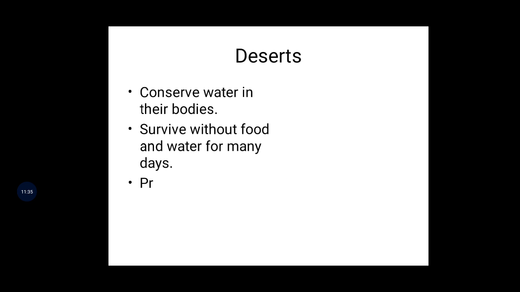So see here. And the next one is protecting, so they conserve water in their bodies. Even if water is not present, they conserve it. That is one thing. The next is surviving without food and water for many days. Even if water and food are not there, they can survive. Okay? And they protect themselves from heat and coldness. For example, in desert areas there is sudden extreme hotness, and they protect themselves.